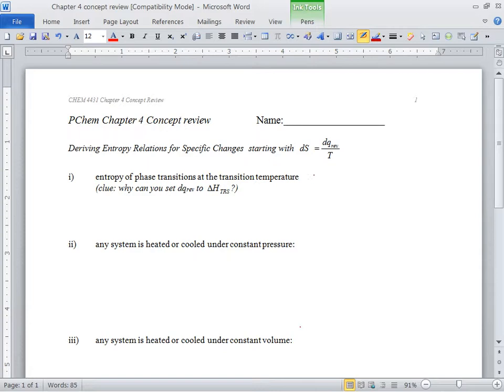Okay. So we are supposed to start, we're trying to find the entropy of a phase transition at the transition temperature. So we're supposed to start with this relationship: dS is dq reversible all over T. And then the clue: set dq reversible to delta H.